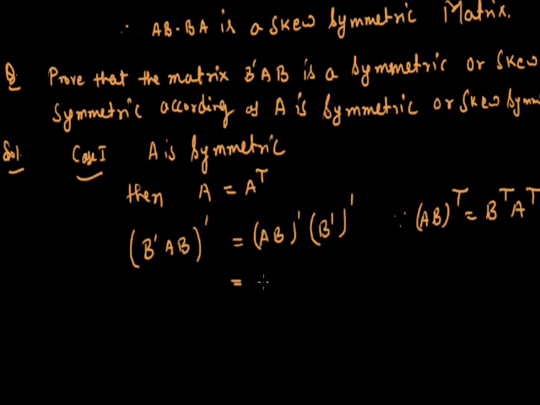Now what is (AB)'? It is B' A', and the transpose of B' is B. Now A is a symmetric matrix, so we can write B' AB. So (B' AB)' is equal to B' AB. Therefore B' AB is a symmetric matrix.